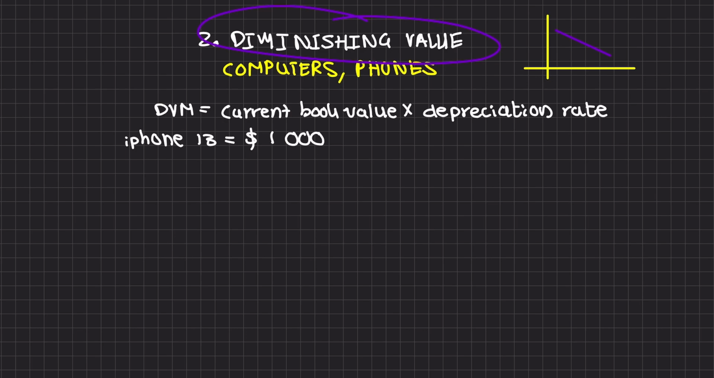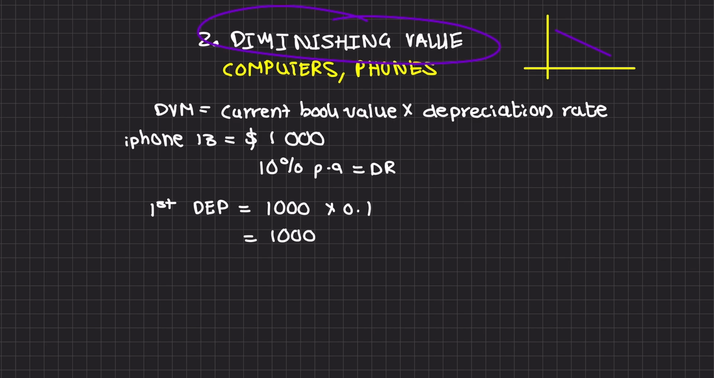How much then is going to be the depreciation? Well, let's say the depreciation rate was about 10% per annum. That is equal to the depreciation rate. Then after the first year, the depreciation expense is equal to this 1,000 times 0.1, which we all know is about $100 in the first year.